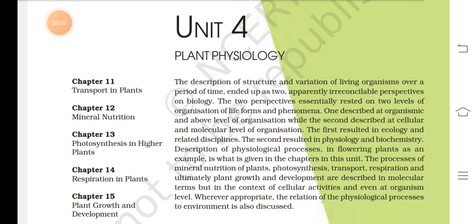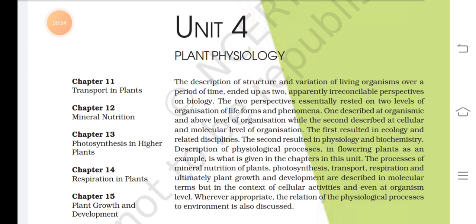The first resulted in ecology and related disciplines. The second resulted in physiology and biochemistry. Description of physiological processes in flowering plants as an example is what is given in the chapters in this unit.